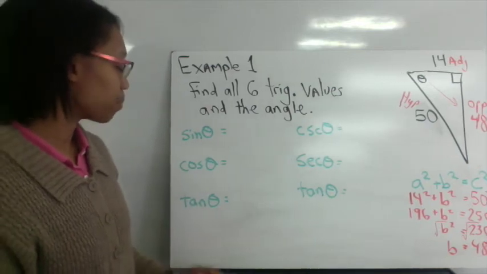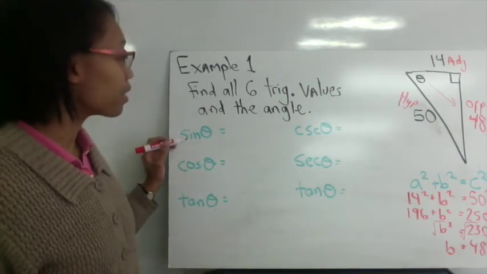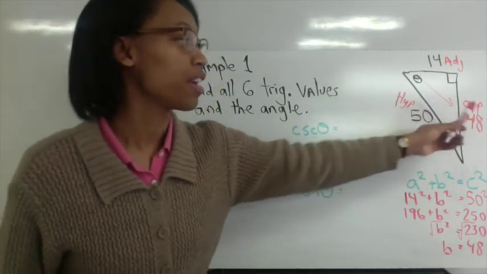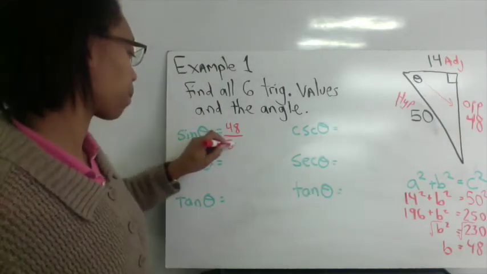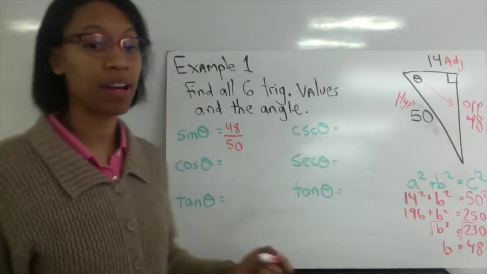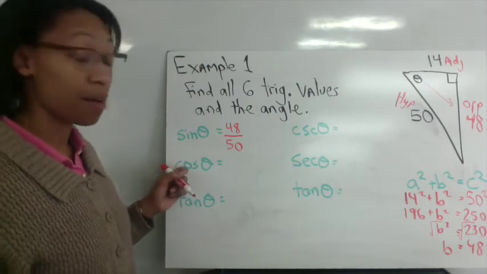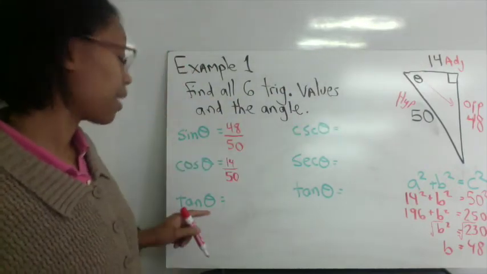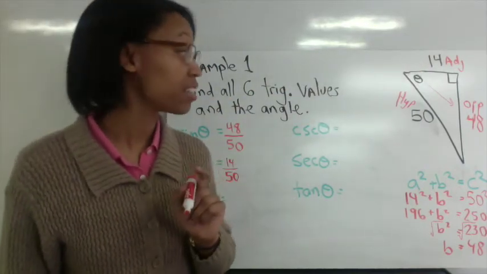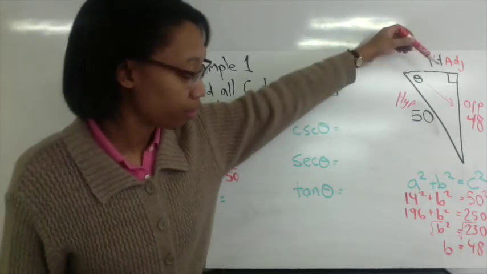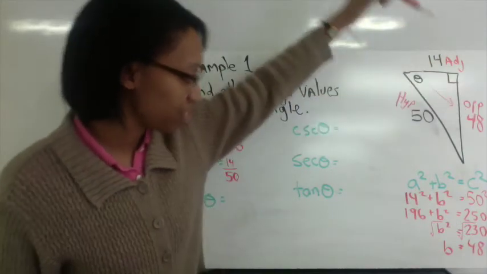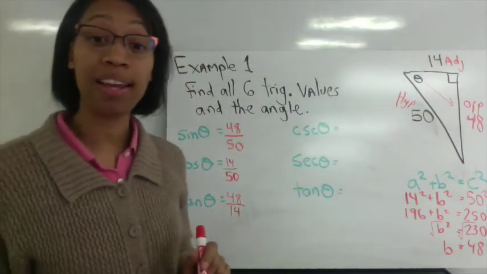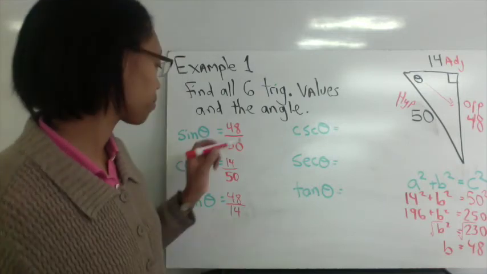The question is asking me, what is the sine? Well, the sine is opposite over hypotenuse, so 48 over 50. I'm just following SOHCAHTOA right now. According to SOHCAHTOA, my cosine is adjacent over hypotenuse. That's 14 over 50. And the tangent is the opposite over the adjacent, so 48 over 14. All of those values can be reduced.